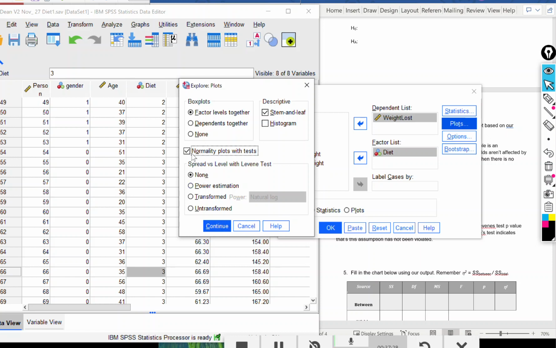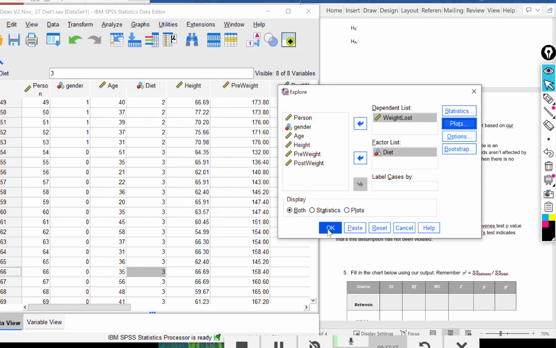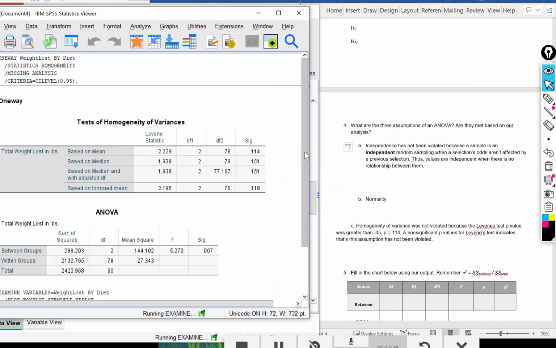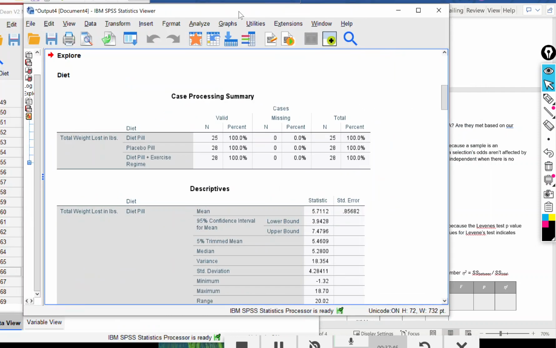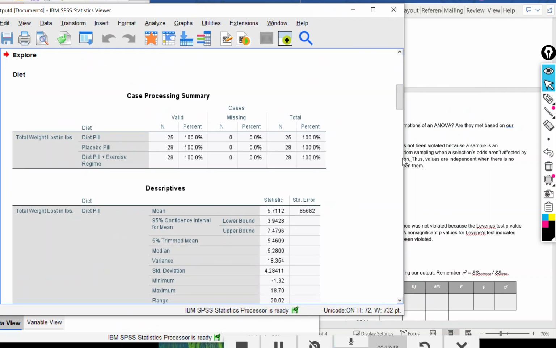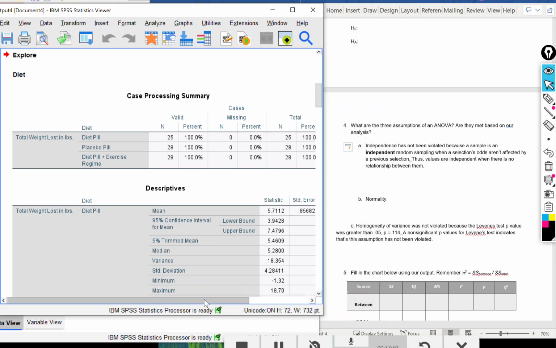So I'm going to check that off. I don't think we need to check off this histogram. We'll check this one off because this is interesting. Look at the stem and leaf plot. Press OK. It's going to take just a little bit to process. There we go. I'm going to move this out a little bit. Actually, we'll just scrunch it back up again.